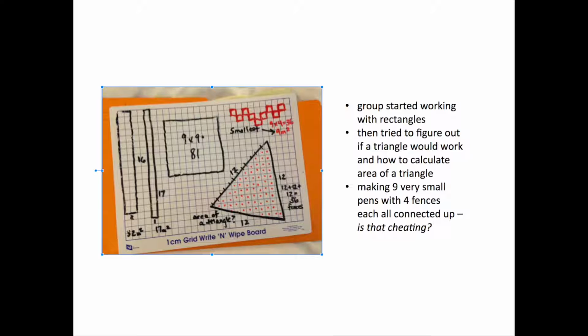And then they had this brilliant idea that they could make these 9 very small pens. You see them at the top there in red, and each of those little pens would be like a 1 meter wide area, and their total would be 9 meters squared. So they were sure they had the smallest possible because it was smaller than any of the rectangles that they could do. And it was funny because when they did that with the red squares, there was this conversation about, is that cheating?